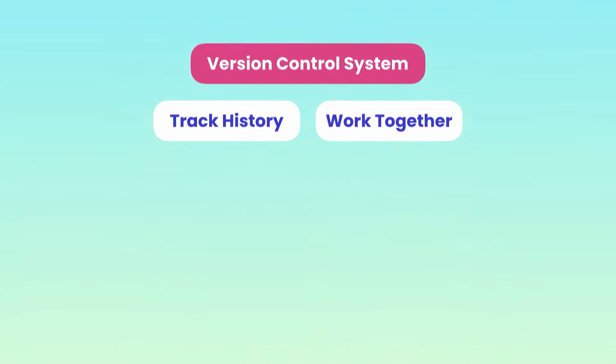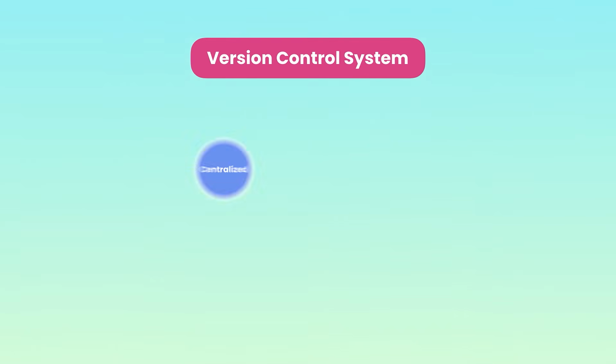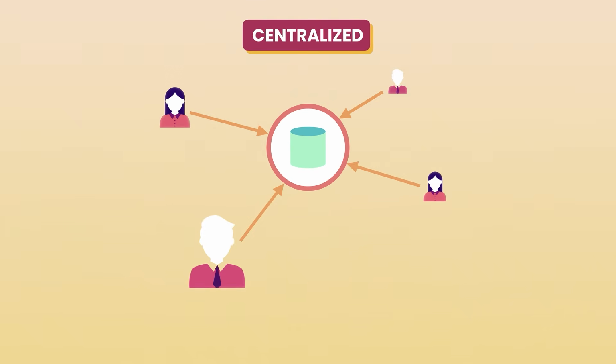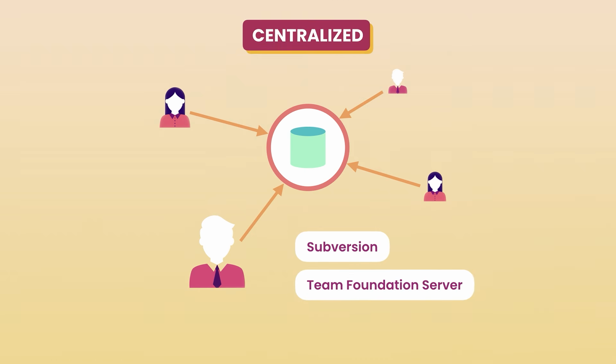Now, version control systems fall into two categories: centralized and distributed. In a centralized system, all team members connect to a central server to get the latest copy of the code and to share their changes with others. Subversion and Microsoft Team Foundation Server are examples of centralized version control systems. The problem with the centralized architecture is the single point of failure. If the server goes offline, we cannot collaborate or save snapshots of our project. So we have to wait until the server comes back online.